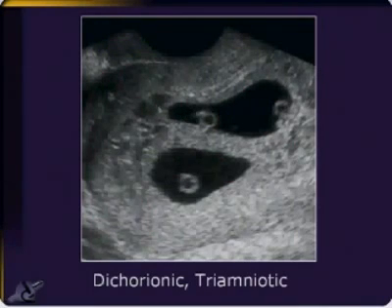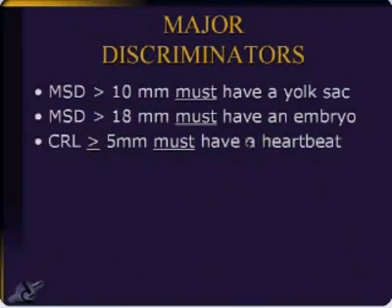Well, hopefully, now this makes it very straightforward when you look at multiple gestations, thinking about chorions and amnions, because clearly we have a triplet pregnancy, because we have 1, 2, 3 yolk sacs right there. Notice this big fat chorion right here, so it's dichorionic, triamniotic. See, these 2 are living in the same chorionic sac, all right? So chorions and amnions. Now on to our major discriminators.